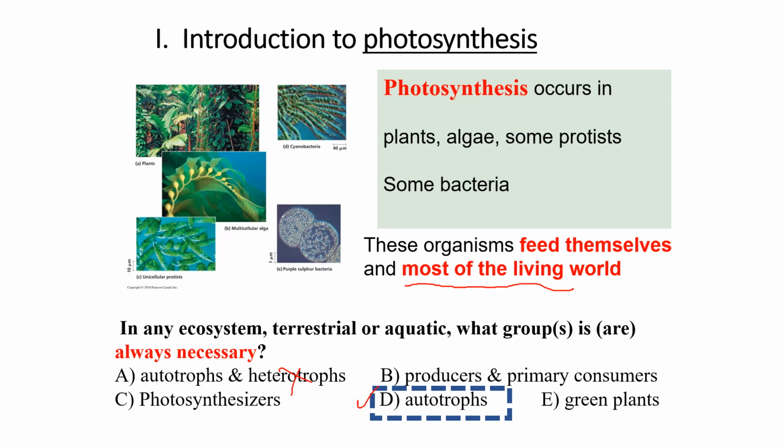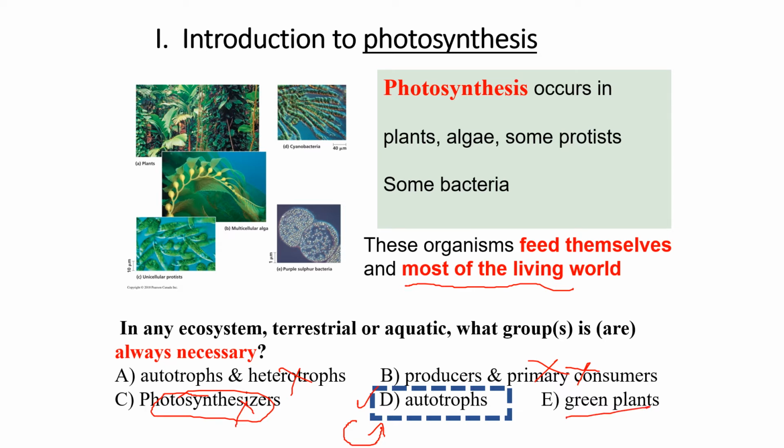B, producers and primary consumers. So these primary consumers are not necessary. Photosynthesizers: there are different photosynthesizers, and as I explained in class, for some reasons some animals can sometimes do photosynthesis. There are exceptions, but the idea is that they can make their own food. So this is not the best answer. The best answer will be D.